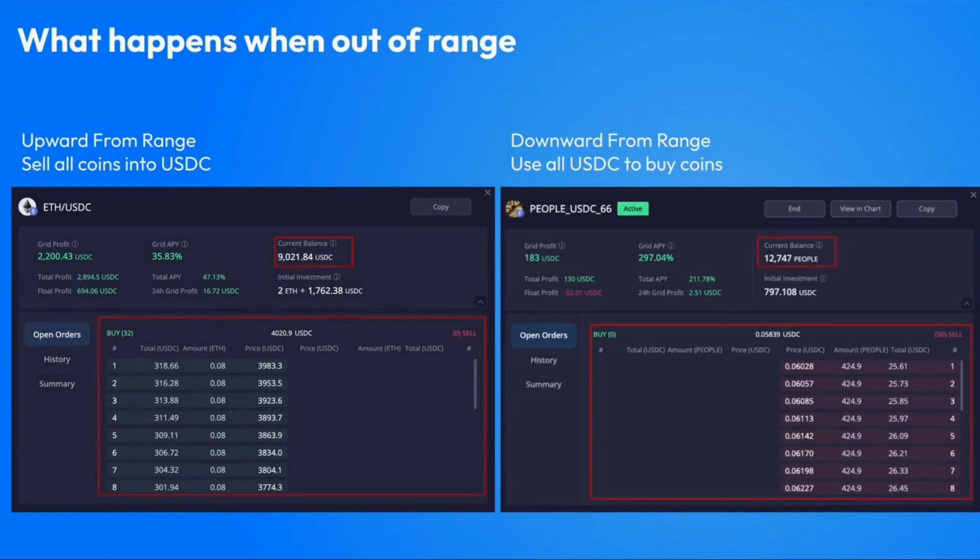On the left is an upward breakout grid. At this moment, all holdings are in USDC and all orders are buy orders. On the right is a downward breakout grid. At this moment, all holdings are in the coin, and all orders are sell orders.